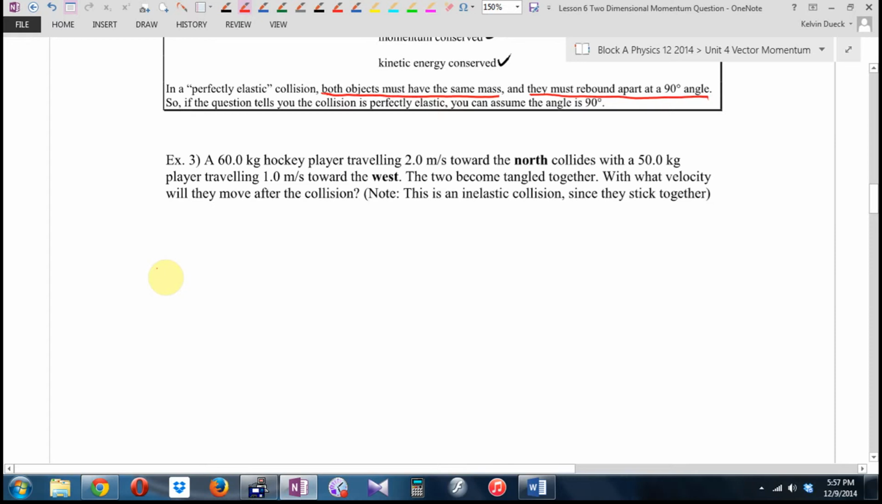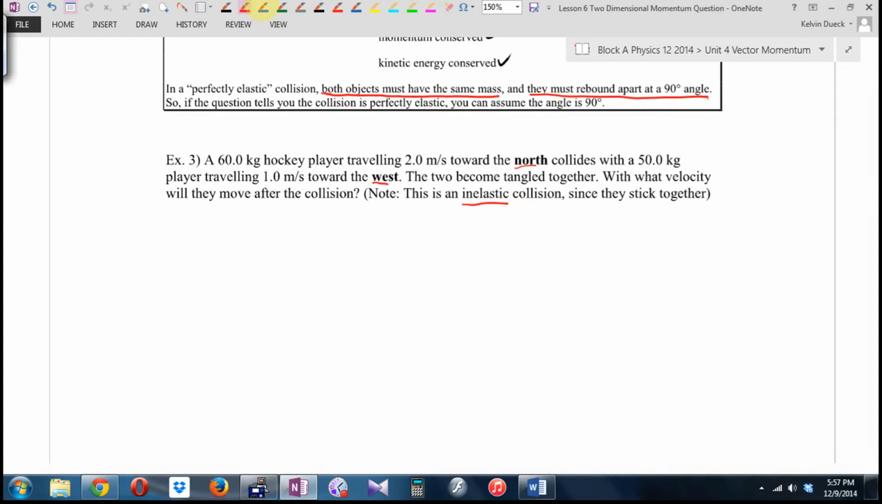A 60-kilogram hockey player traveling 2 meters per second toward the north collides with a 50-kilogram hockey player traveling 1 meter per second towards the west. Okay, we have directions. This is going to be much tougher. The two become tangled together. They stick together, which means this is an inelastic collision. And it wants us to find the final velocity. By the way, magnitude and direction, because velocity is a vector.